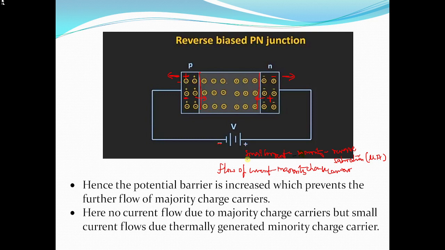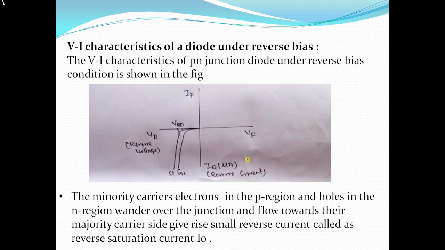Okay. Now, if we go for VI characteristics of PN junction diode under reverse bias, see here, this is reverse current, IR, in microamperes. We will get it in microamperes. This is reverse voltage in volts.